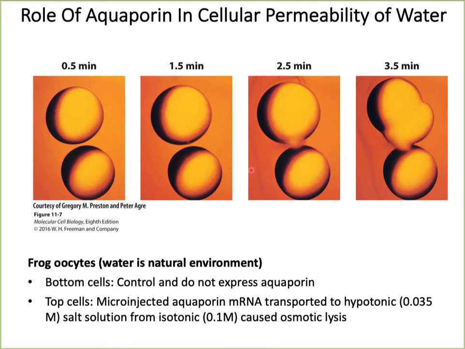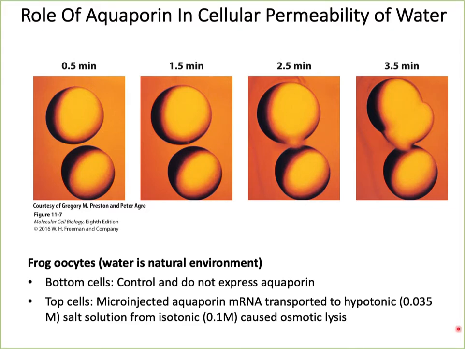The cells below are the control without expression of aquaporin, and the upper row of cells are expressing aquaporin. The cells were moved from an isotonic 0.1 molar salt to a hypotonic 0.035 molar salt environment, and within a few minutes, the aquaporin transports water into the cell from the hypotonic environment. The oocytes swell and eventually burst, known as osmotic lysis, a classic experiment to show the role of aquaporin in water transport.